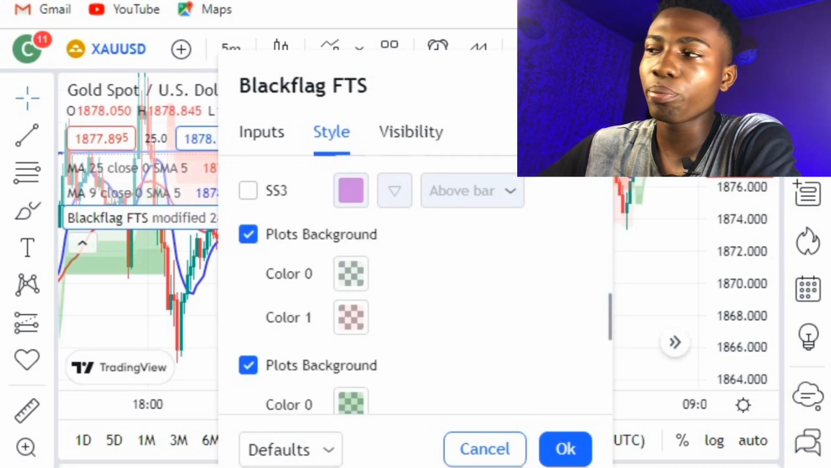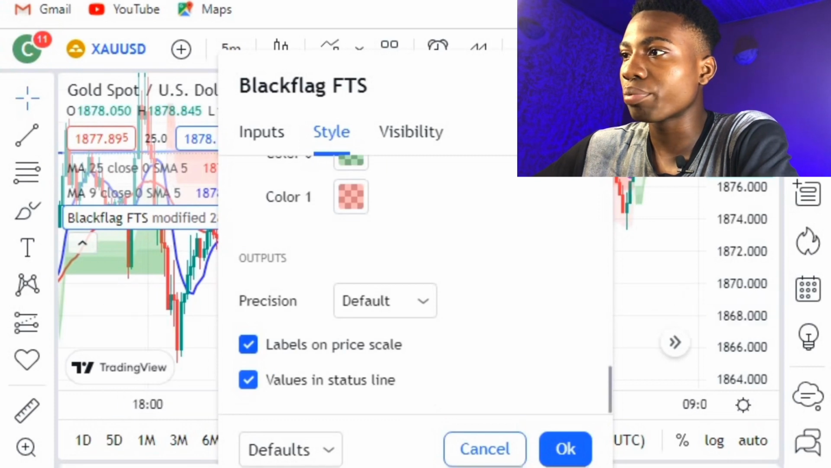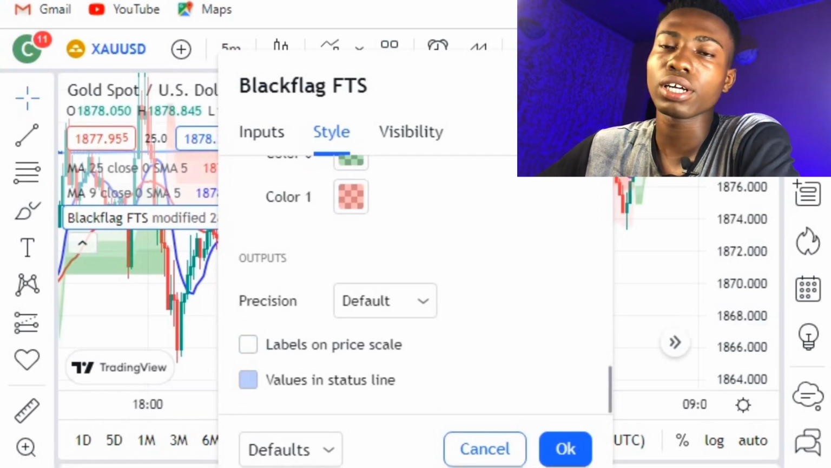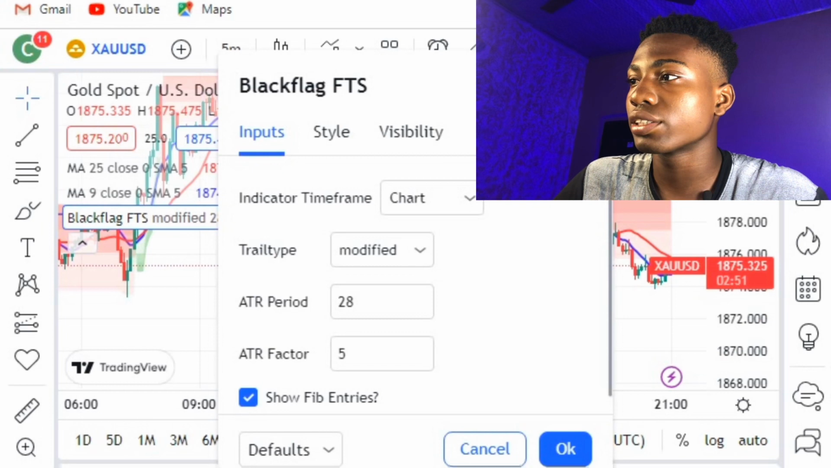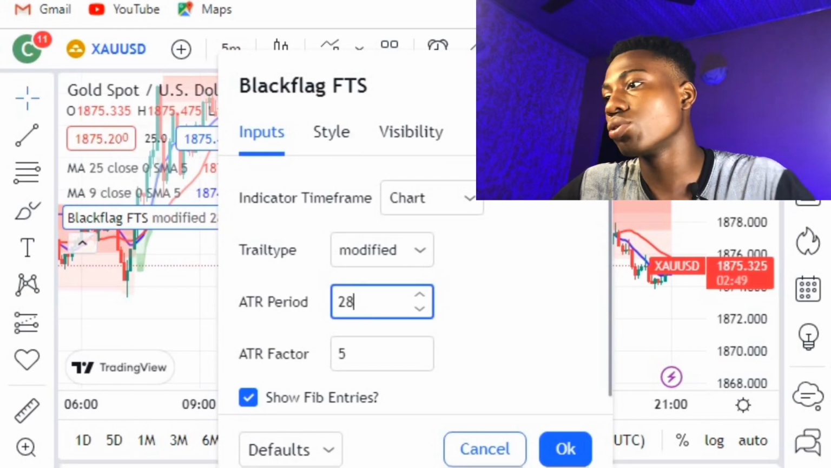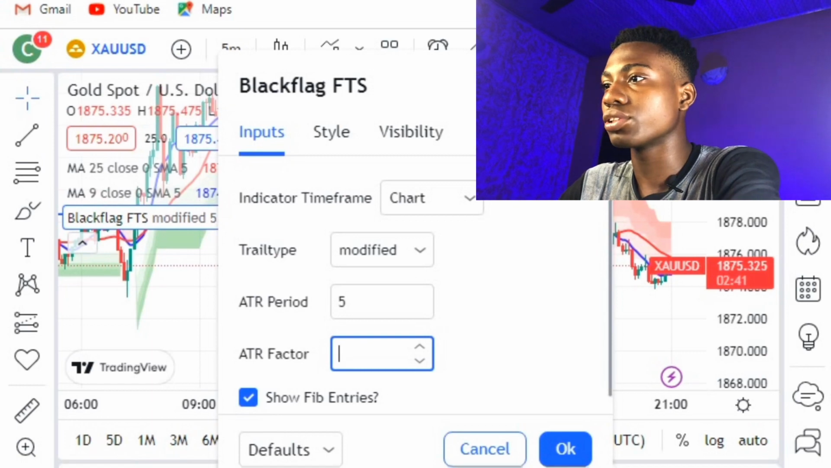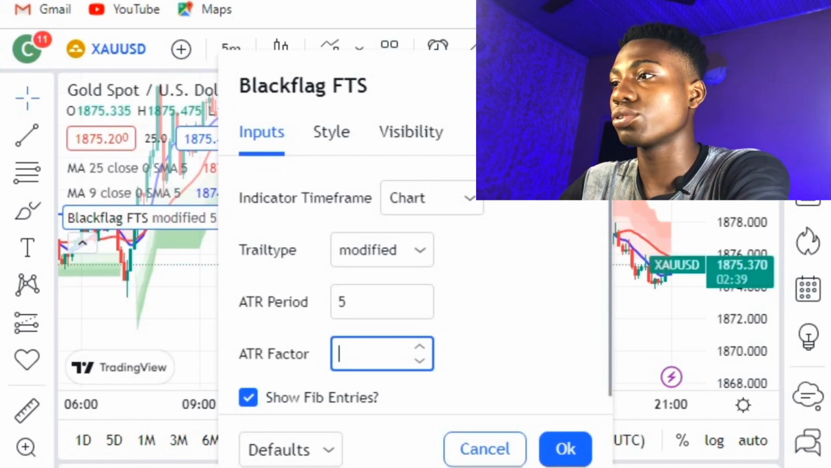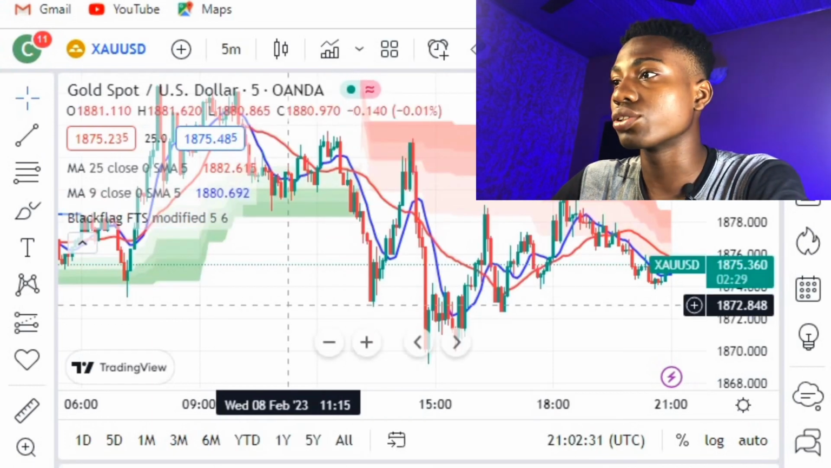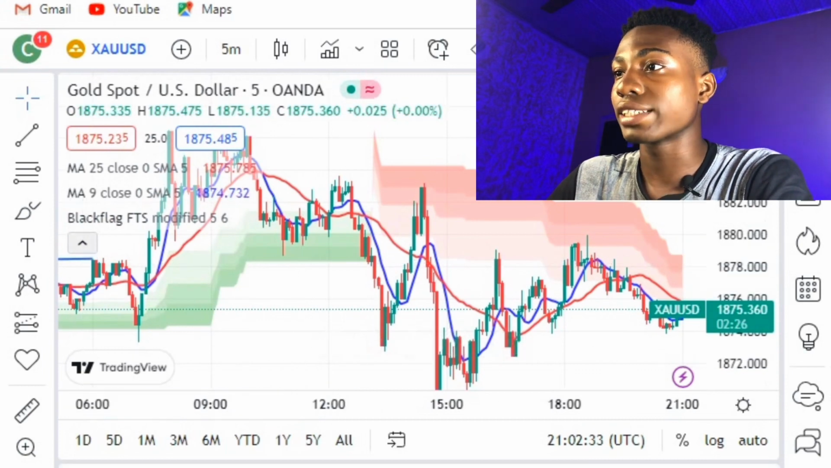We have to leave the plot background. We can remove the label on price and value in status line. Now what you want to do right here is change this 28 to 5. Another thing we're going to do is change this ATR factor to 6 and hit OK. So this is how the chart will actually appear.